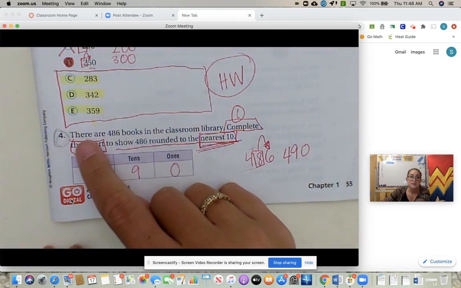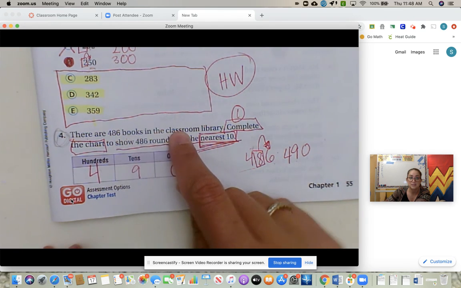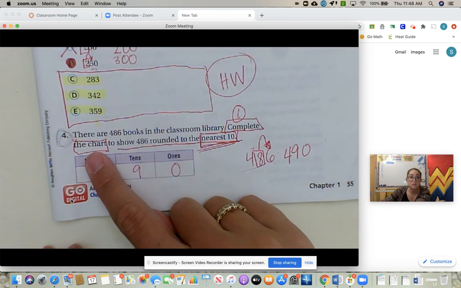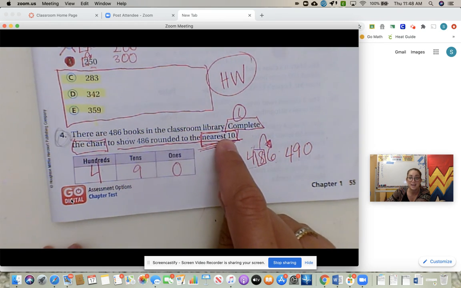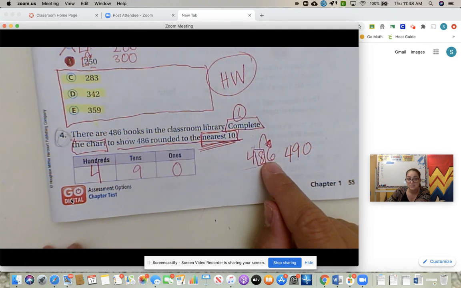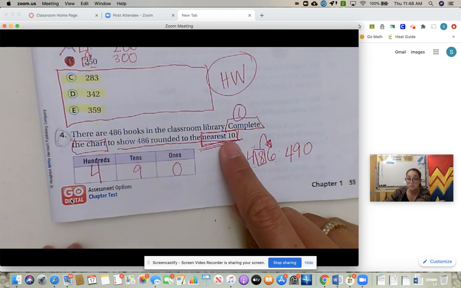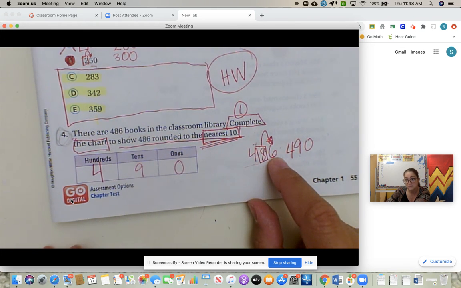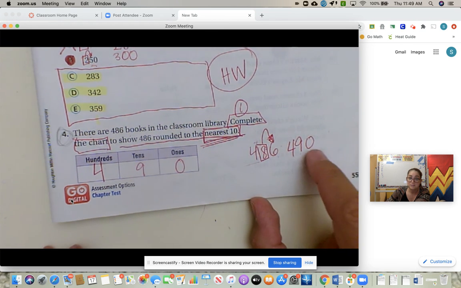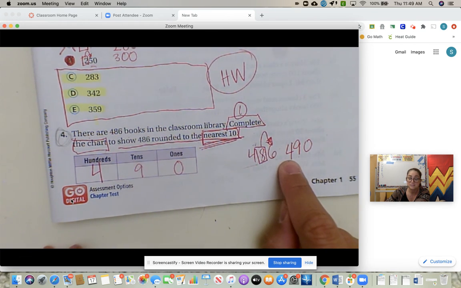Number 4, there are 486 books in the classroom library. Complete the chart. So you're going to complete this chart to show 486 rounded to the nearest 10. Okay? So when you have 486, we are boxing the tens place because it tells you the tens. If you box the hundreds, it's going to be wrong. It's not asking for rounding to the hundreds. You point to the 6. You ask yourself, is 6 greater than 5 or less than 5? It is greater. Since it's greater, our 8 turns into a 9. Everything to the right turns to a 0, and everything to the left stays the same.